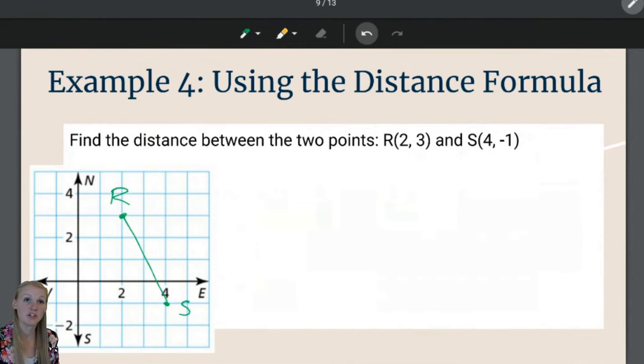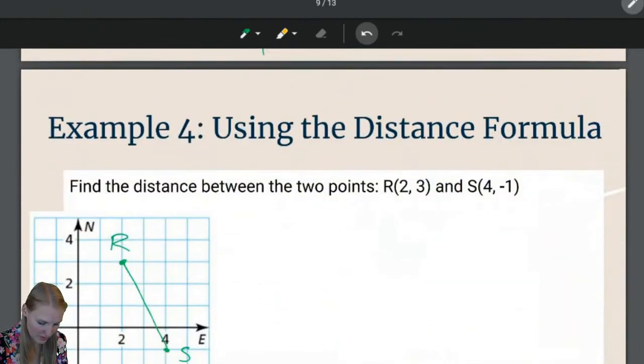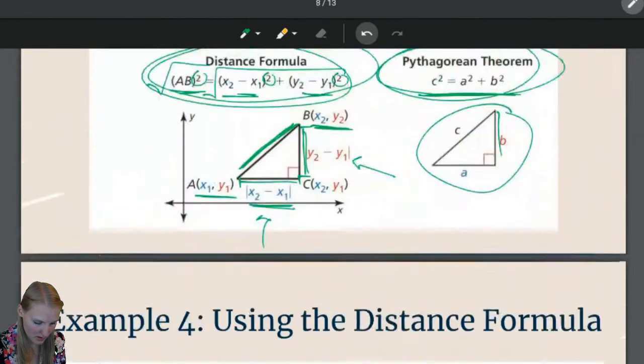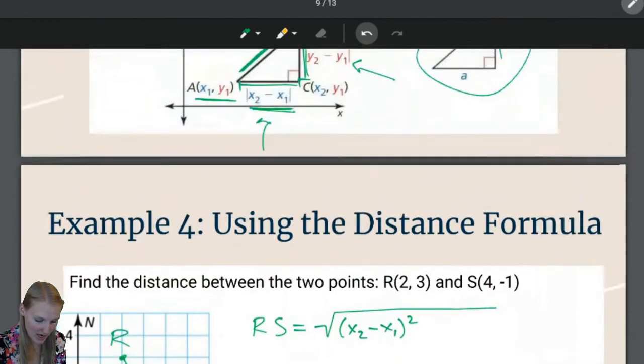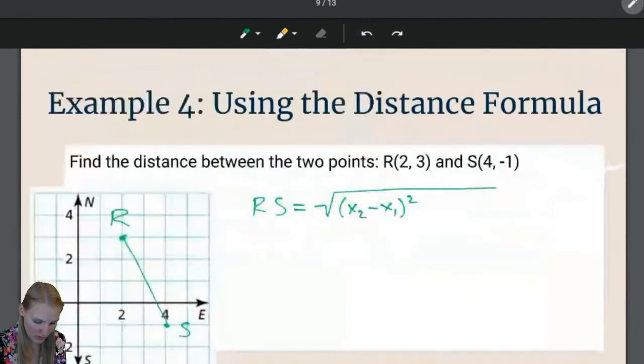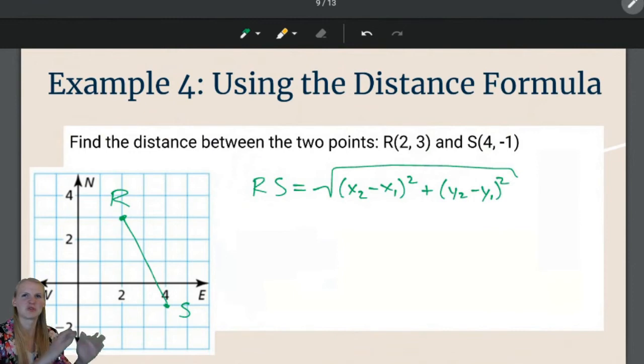Now, the distance formula: I know that the distance, or the length of RS, is equal to the square root of x2 minus x1, all of that squared. So you subtract them, and then you square them. And you add that to y2 minus y1, squared. Let me fix that. We want this square root to go all over all of that. We're taking the square root of all of that.